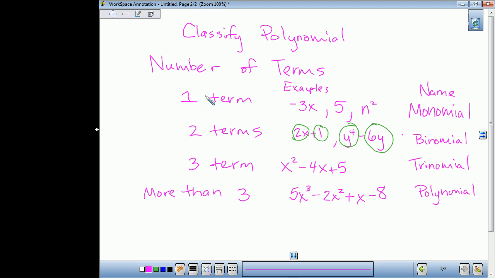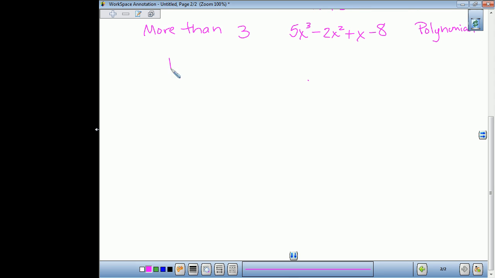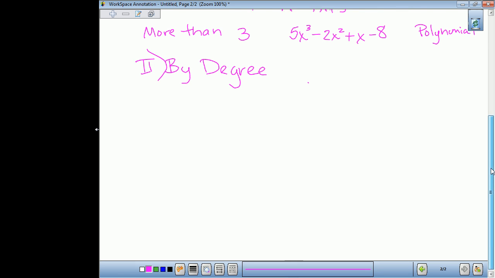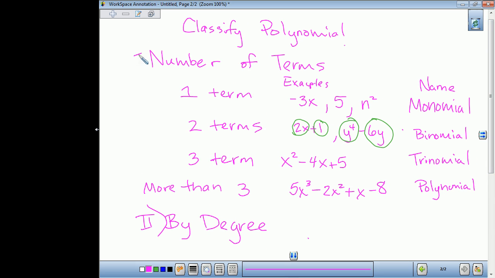Okay, so that's one way we classify our polynomial, by the number of terms. Now the second way we classify our polynomial is by degree. So this is our second classification, by degree. The first one was by number of terms.